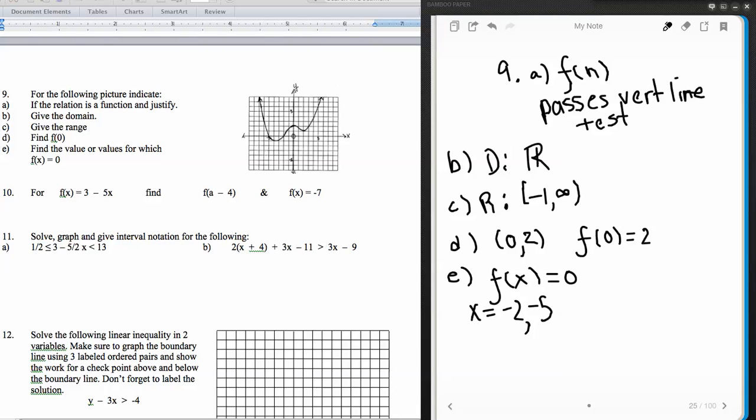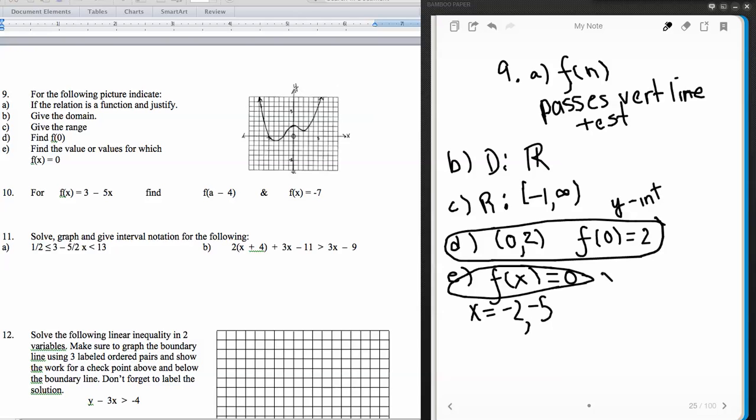And so remember that this point is actually a special point. This one is called our y-intercept. Remember that when we're finding f of 0, that's our y-intercept. And this one down here, these are the way that we would look at the x-intercept. And it's always important that we know how to look at x and y-intercepts when we use those function notations.